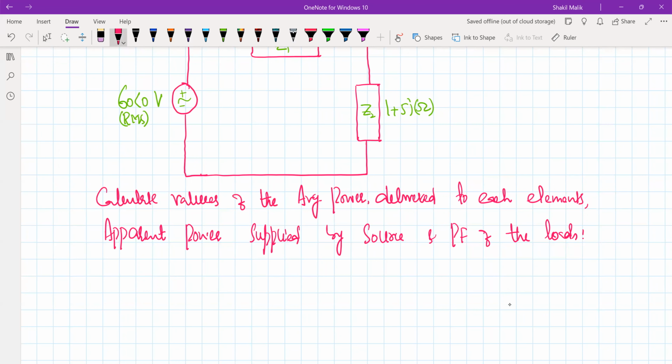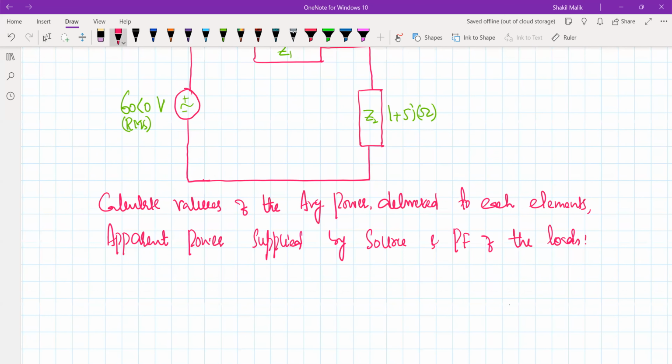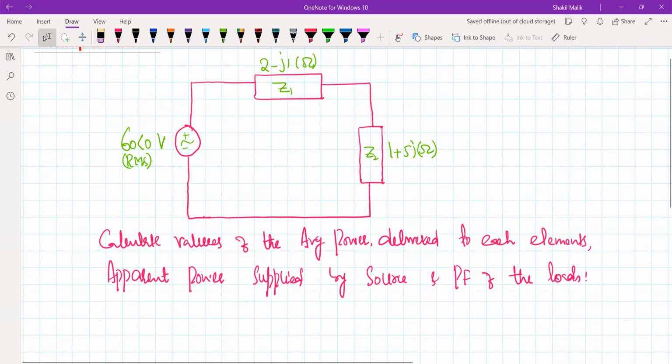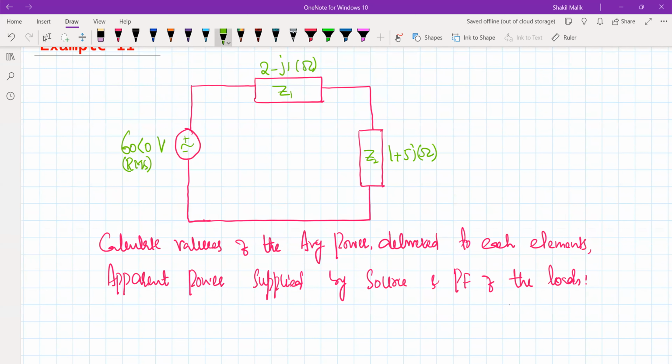All right, so to start the solution, since the elements are connected in series, let's find the current flowing through these elements. If we know the currents, or the voltages across the elements, or both, we know how complex power is defined, how apparent power is defined, and how the average power is defined for that element.